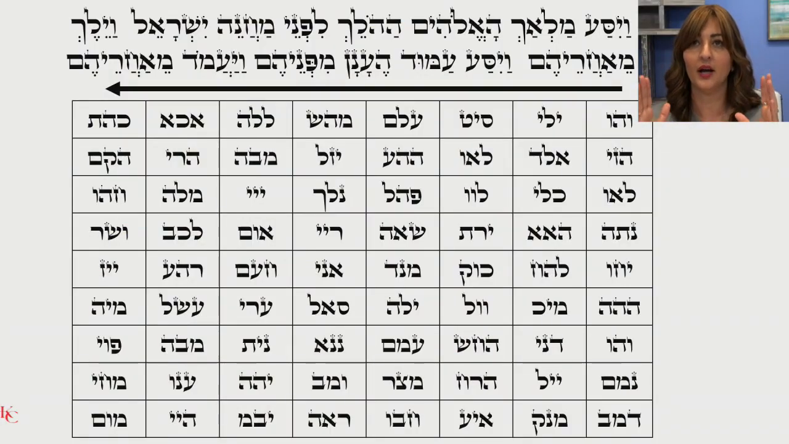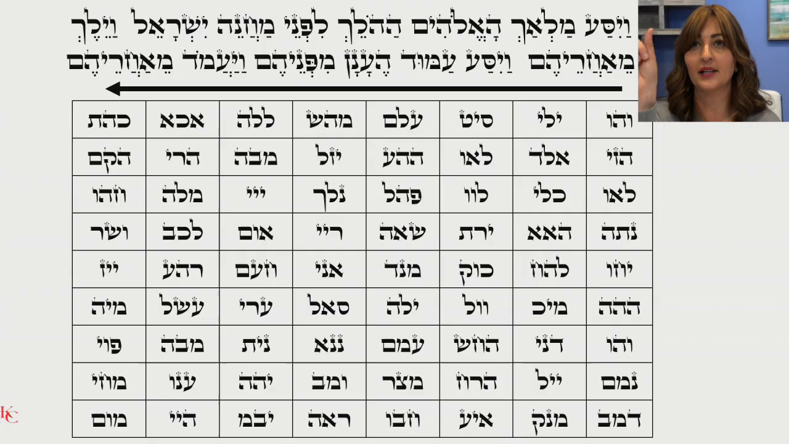So we're looking right now at the first verse, Vayisa Malach Elokim. If you look at this verse, the way it's been formatted, it's from right to left, which means we'll see the letter Vav, the first letter of the sentence, you will see it in the first Vav Hey Vav, which is the first combination on the right-hand side of the chart.